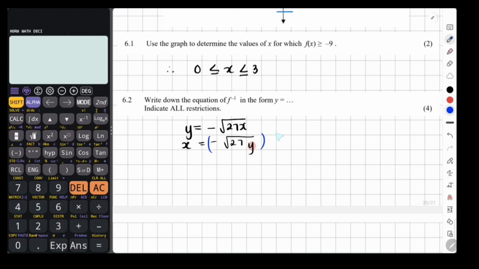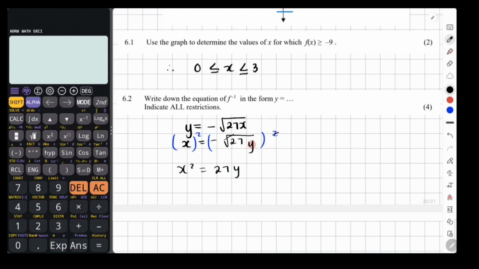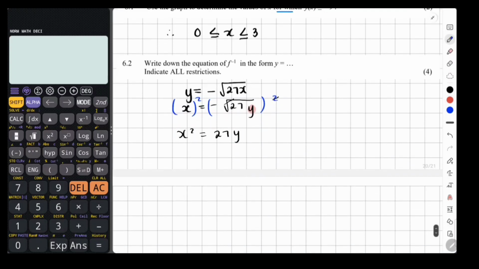So if I square that and I square that, this is what we get. We get that x squared is equal to, now the negative is going to fall away because a negative times negative is positive, and then the square root also falls away because it's the inverse. So we have 27y. And then to make y the subject, we'll just divide both hand sides by 27, and so therefore y in that form is equal to x squared over 27.